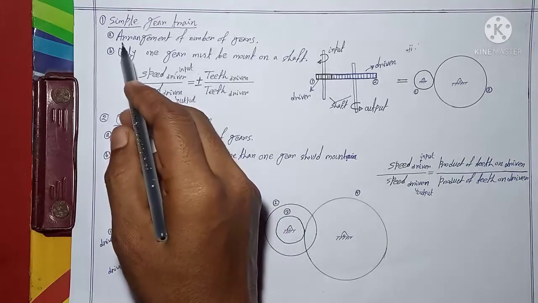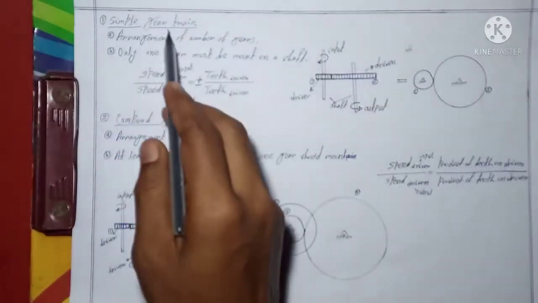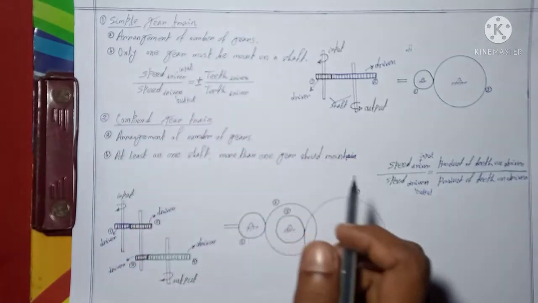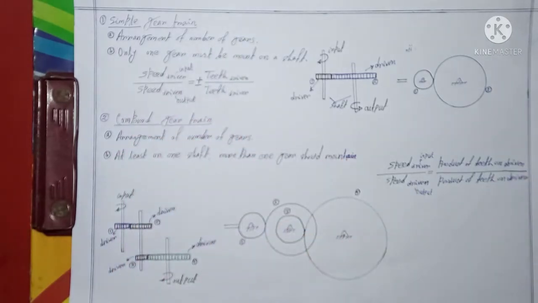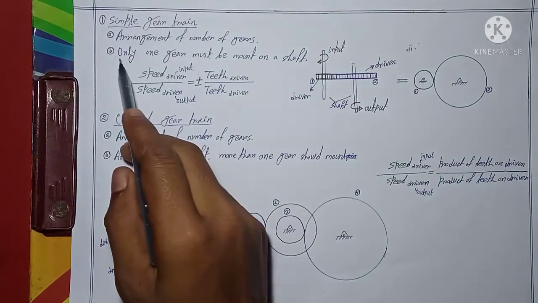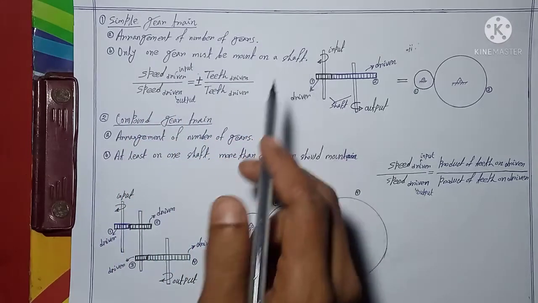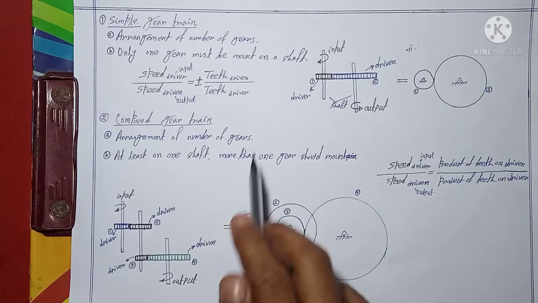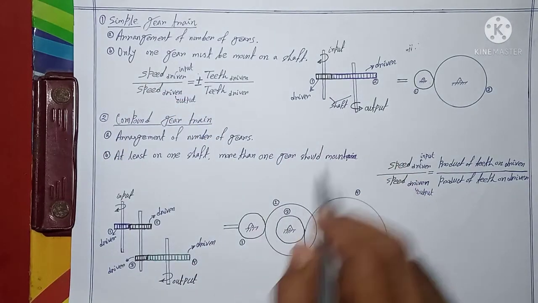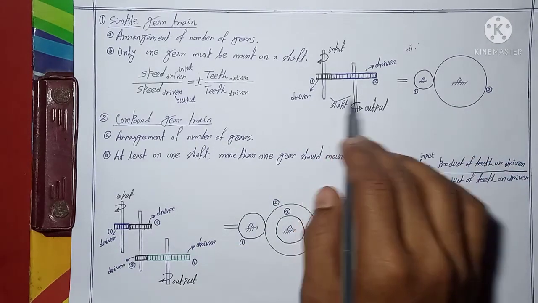The first property is that it is a gear train, an example or type of gear train, so it must be an arrangement of a number of gears. The next property is that only one gear must be mounted on a shaft. Now let's try to understand these two with the help of a schematic diagram. There is one kind of schematic diagram, and there is another one, you can use both.